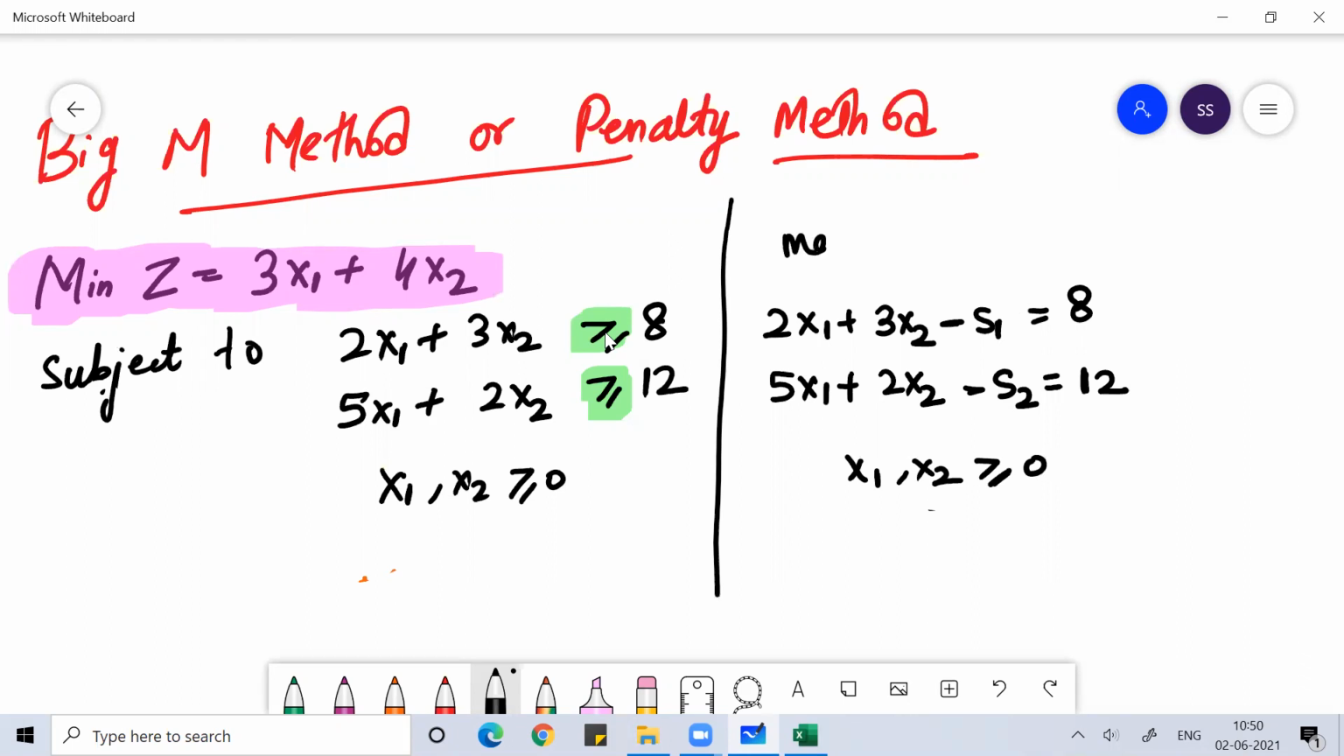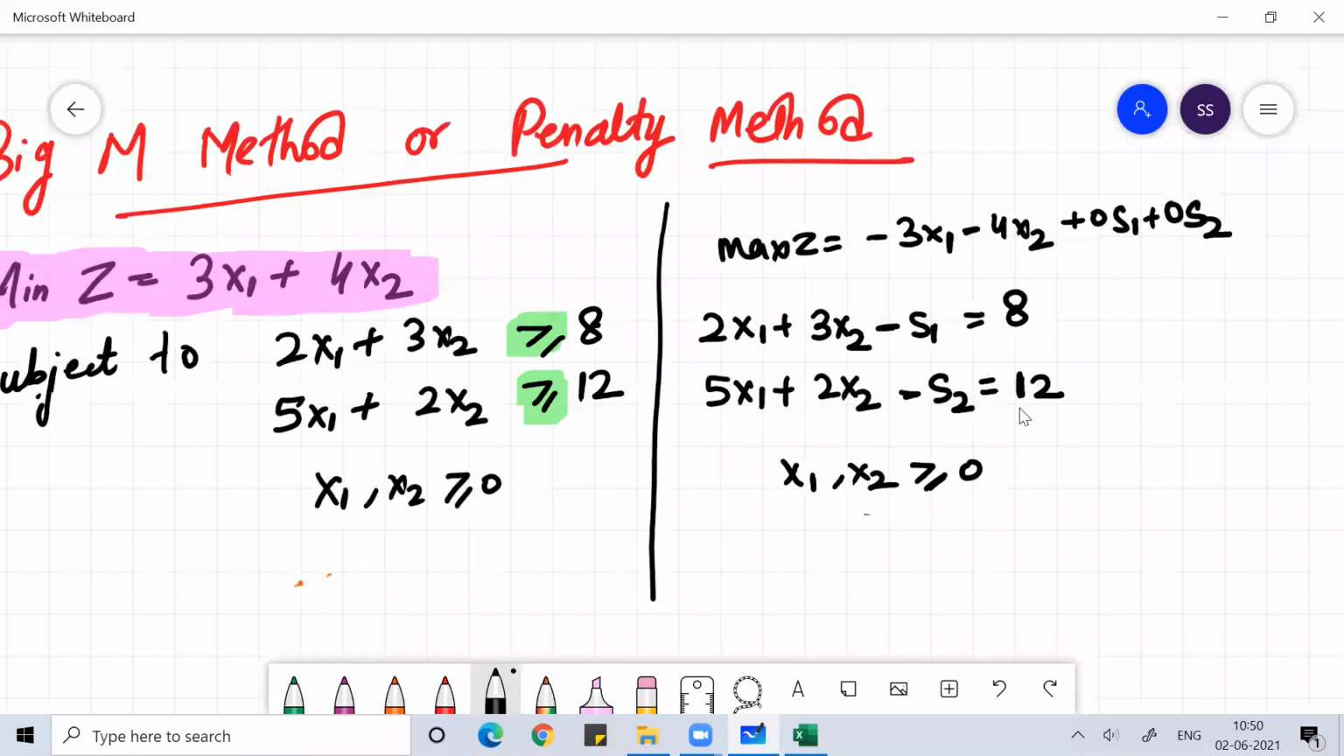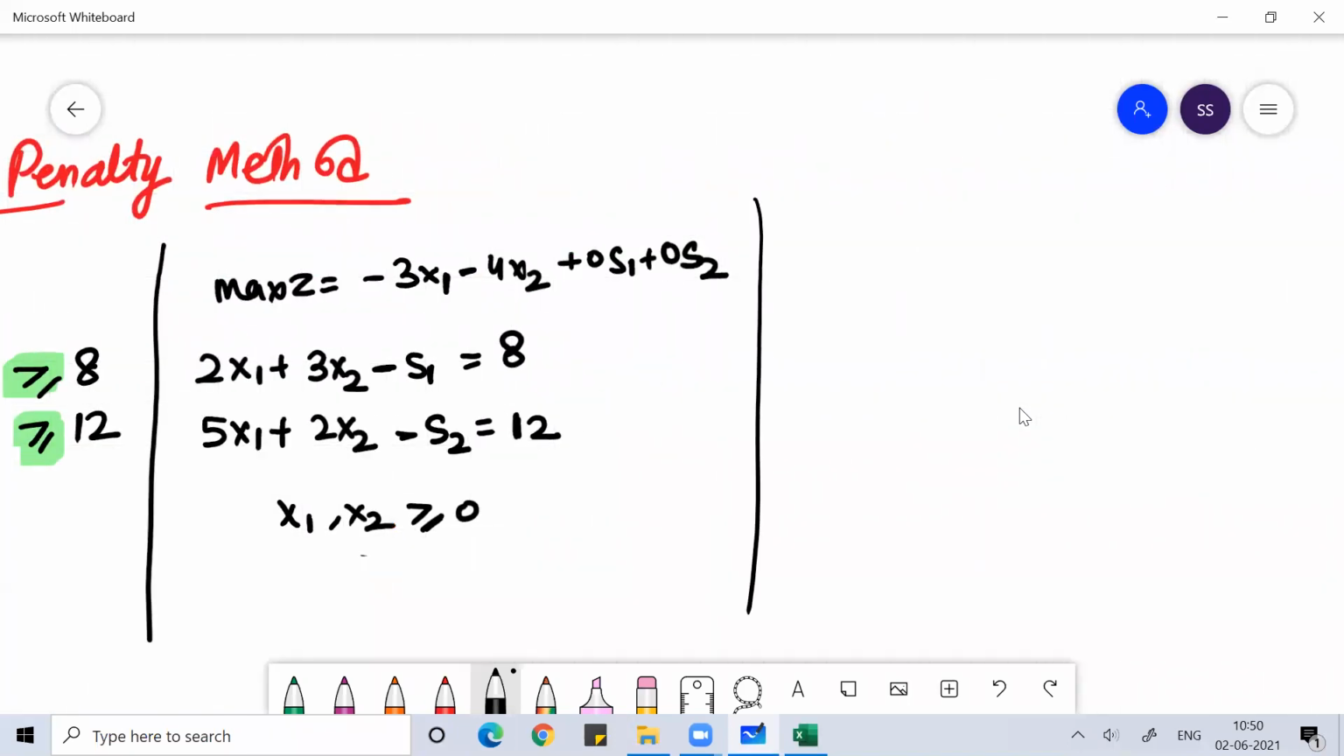So you can write your objective function as maximize z is equal to minus 3x1 minus 4x2, plus 0 s1 plus 0 s2. Then you can solve this problem. Once you write them in this form, you can start working on the iteration table, and then you can solve this problem.